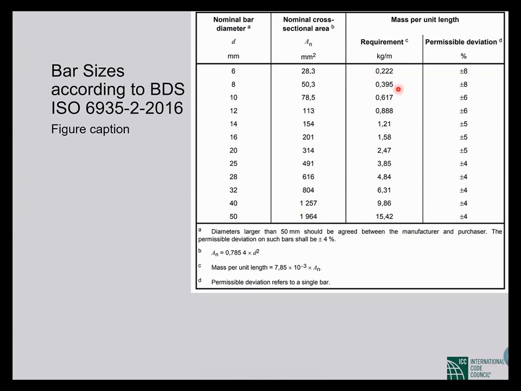This is the weight. And the code tolerates this amount of deviation. If the weight is a little bit less, like for smaller bar diameters, if it is less than 8% or more than 8% of the standard weight, then that is okay. This tolerance is okay. But you'll always check the weight per unit length. If the weight is less than this tolerance, then that is a problem.